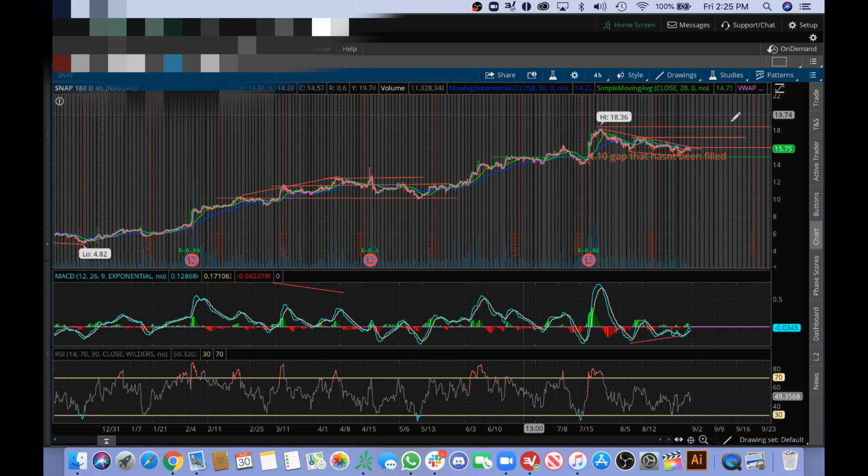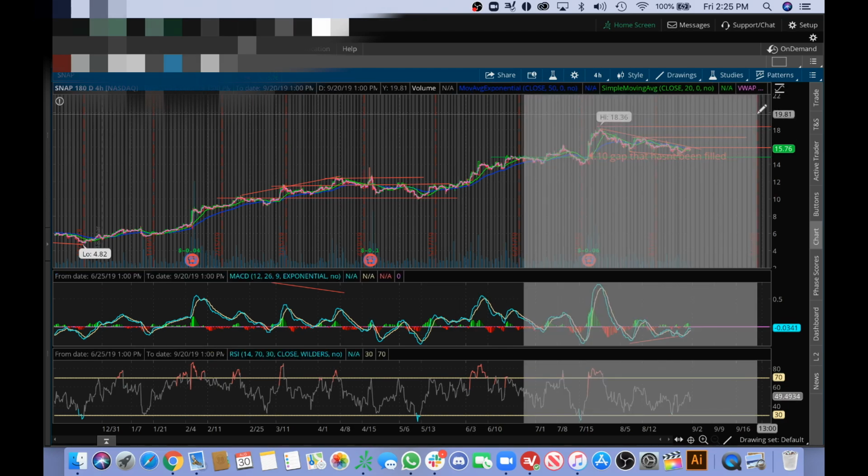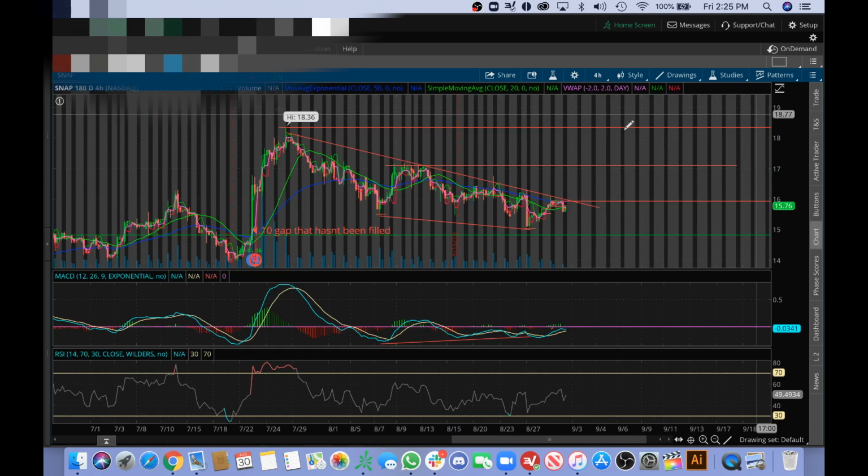I'm going to zoom in here so we can get a better picture. And this is basically downtrending. All right, so I put this resistance line around the high of 1836. That's the highest it's been in quite some time, and I want to identify this right here, that there is still a 10-cent gap that hasn't been filled yet.